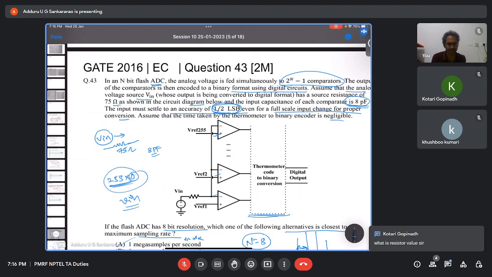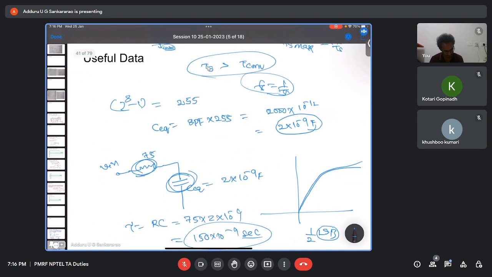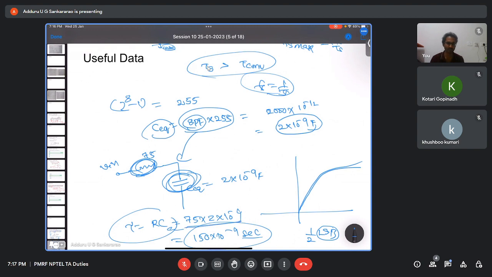Resistor doesn't matter here, whatever may be the resistor. Resistor they have given, sorry, 75. Internal resistance of the source, the source resistance is 75. Each comparator is having, they said how much? 8 picofarad. All are in parallel. So 8 picofarad into 255, that is the C equivalent. So tau is R into C equivalent, 75 into 2 picofarad.